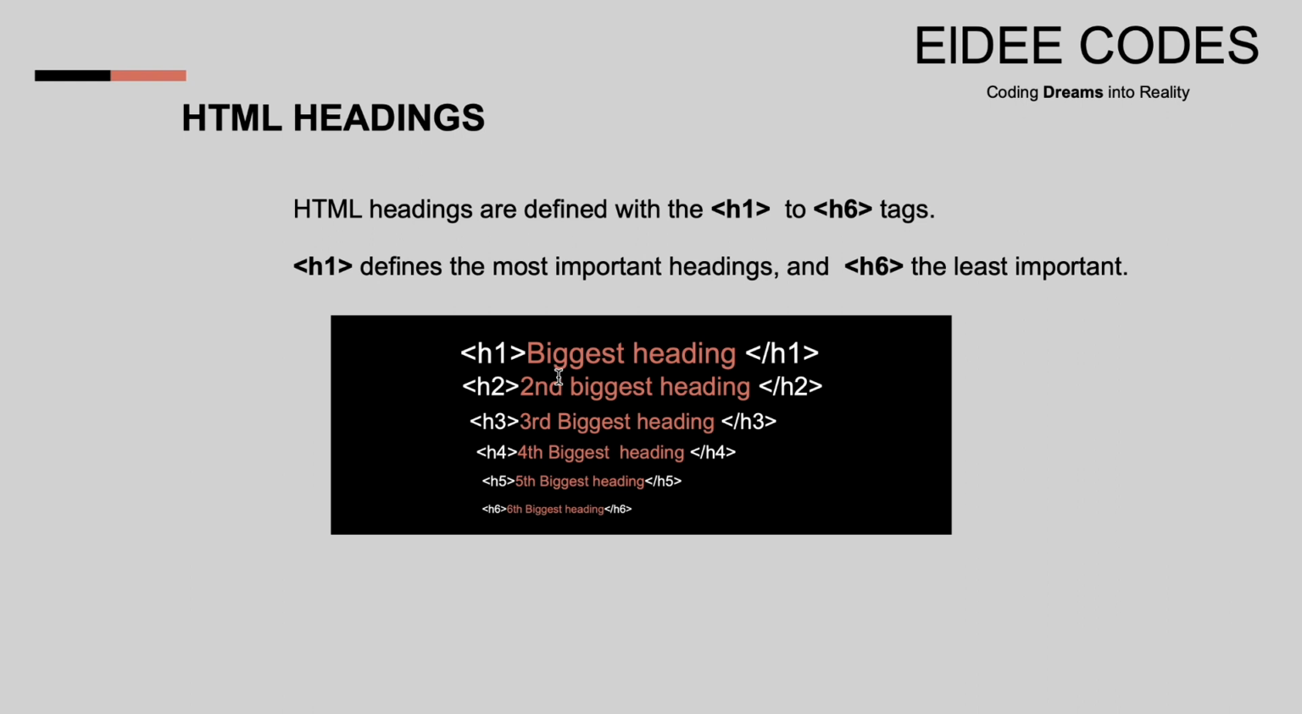So basically here is HTML heading. HTML headings are defined with H1 to H6 tags. H1 defines the most important heading and H6 defines the least important heading. Just as you can see here on the slide, H1 is the most important heading, followed by H2 down to H6. Depending on what you want to use it for, the section and all of that, you should have in mind it defines the most important one and the least important heading.